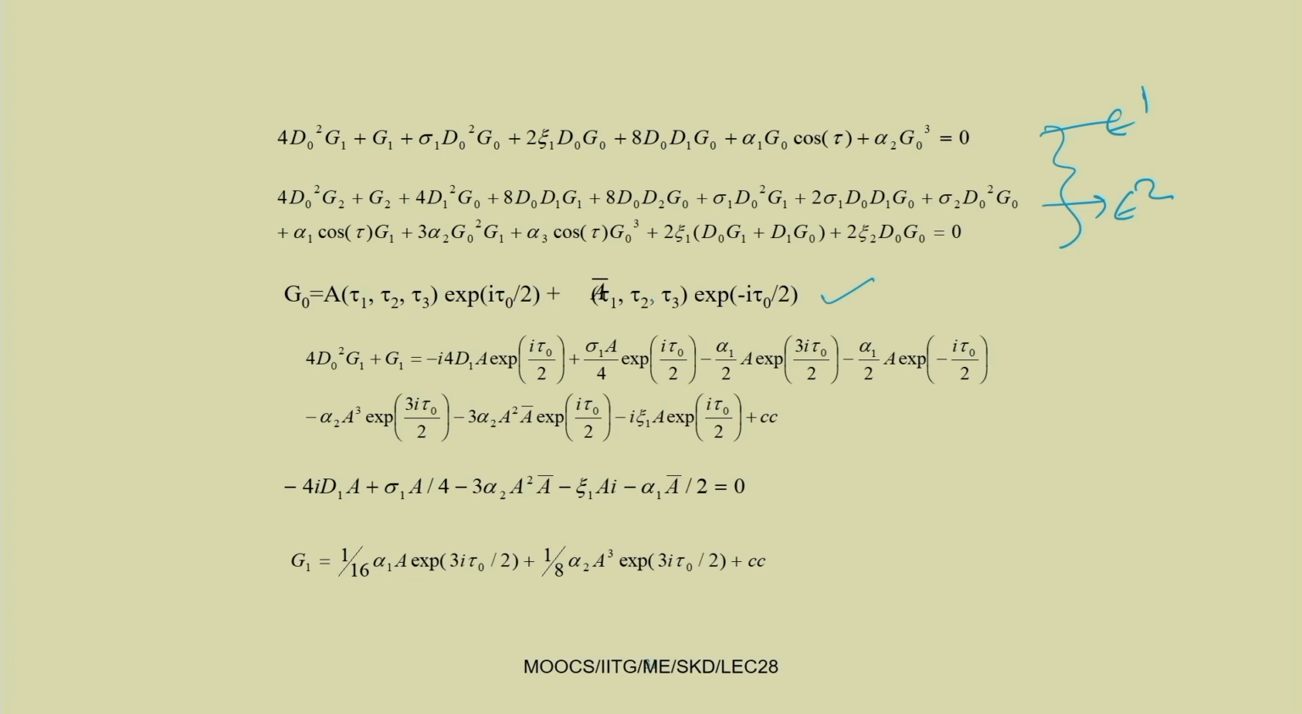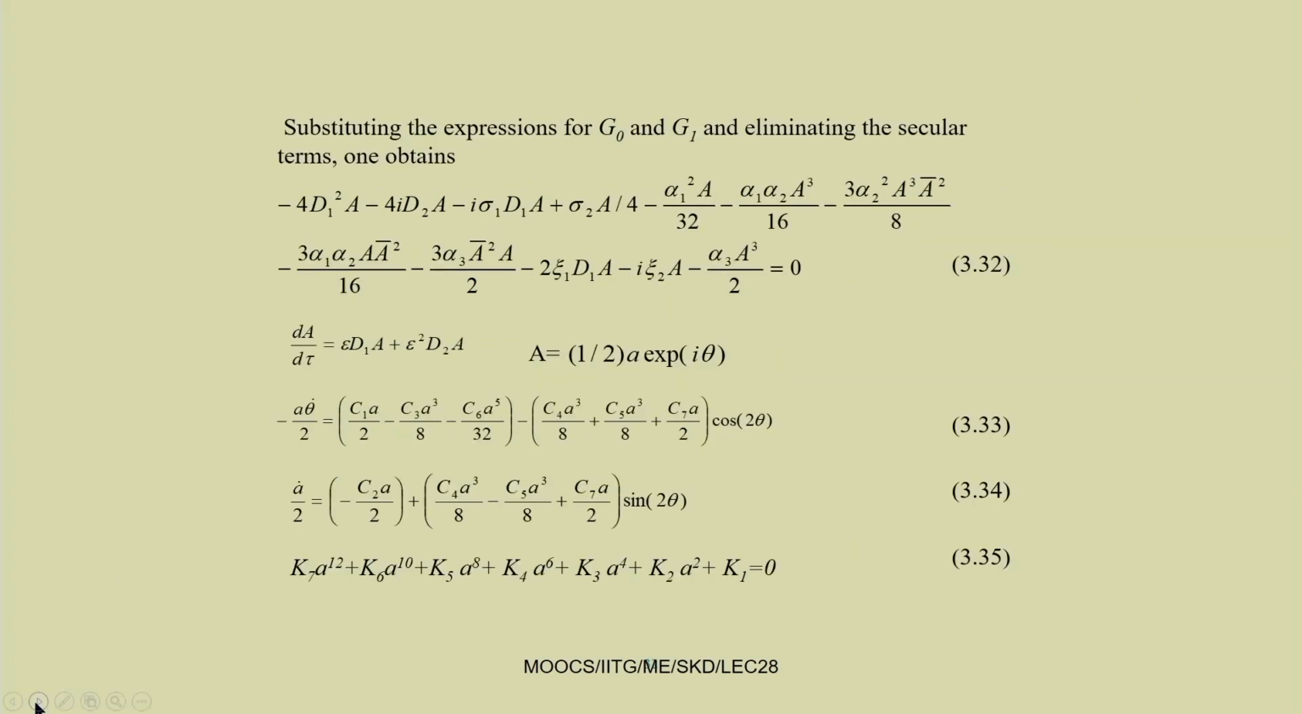Substituting this into the equation, we can get the terms, and from here we can see this is the secular term. Eliminating the secular term, we can have the expression for d 1 a. Then from the second equation, after elimination of the secular term, we can find the expression for g 1, and substituting that in the third equation, we can get g 0 and g 1 and, eliminating the secular term, we get this expression.